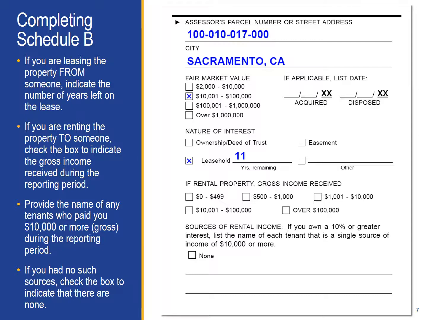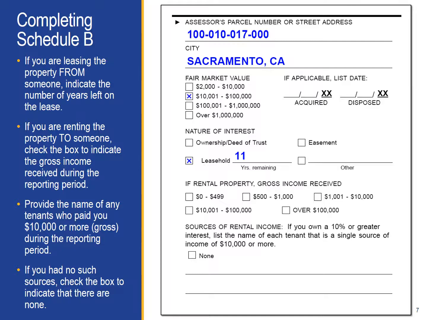Please note that the value of a leasehold interest is the amount of rent owed by you to someone else during the reporting period. If you lease the property from someone else, you must check the box and indicate the number of years left on the lease. This slide shows that the value of the lease during the reporting period was $10,000 to $100,000, and that there are 11 more years remaining on the lease.